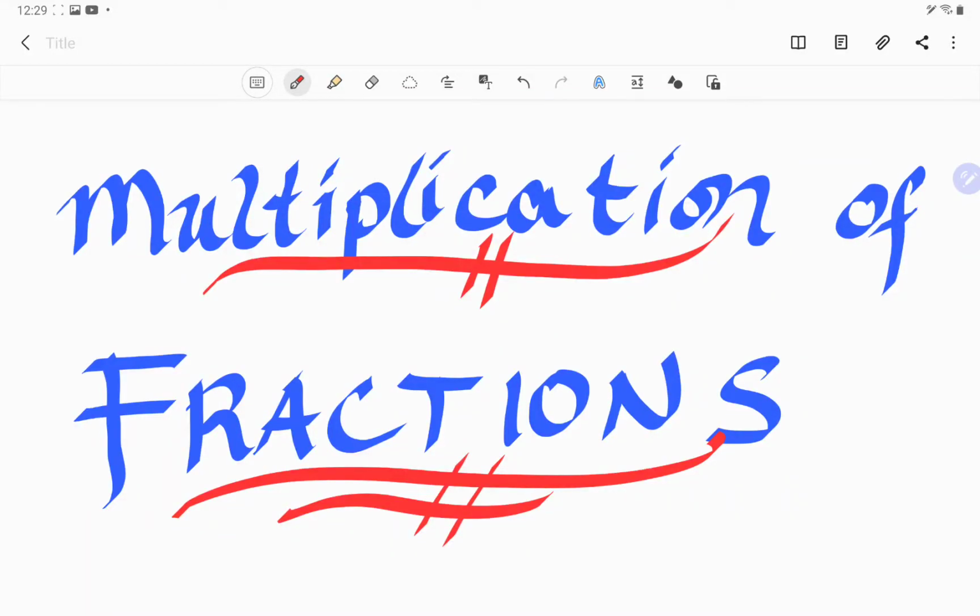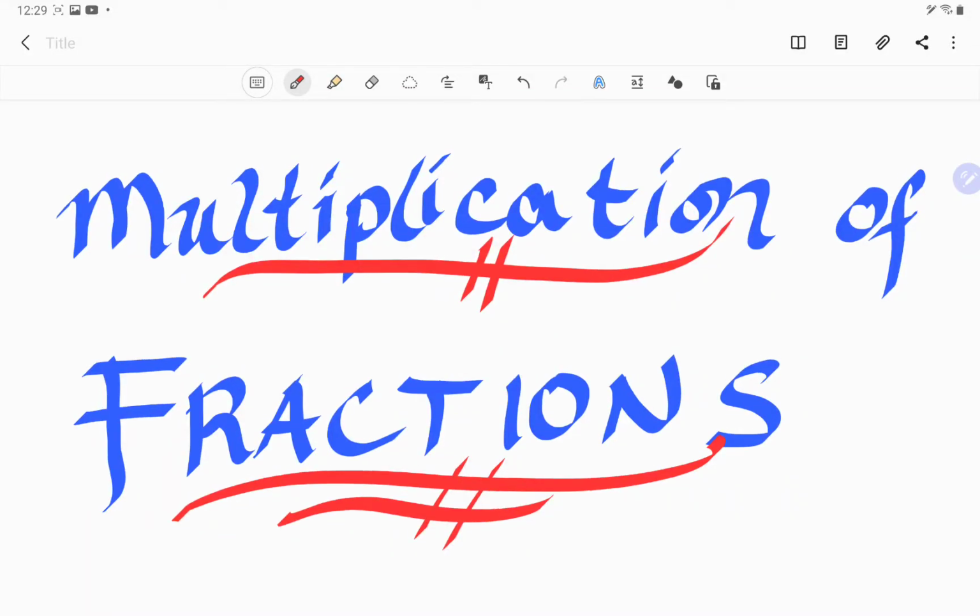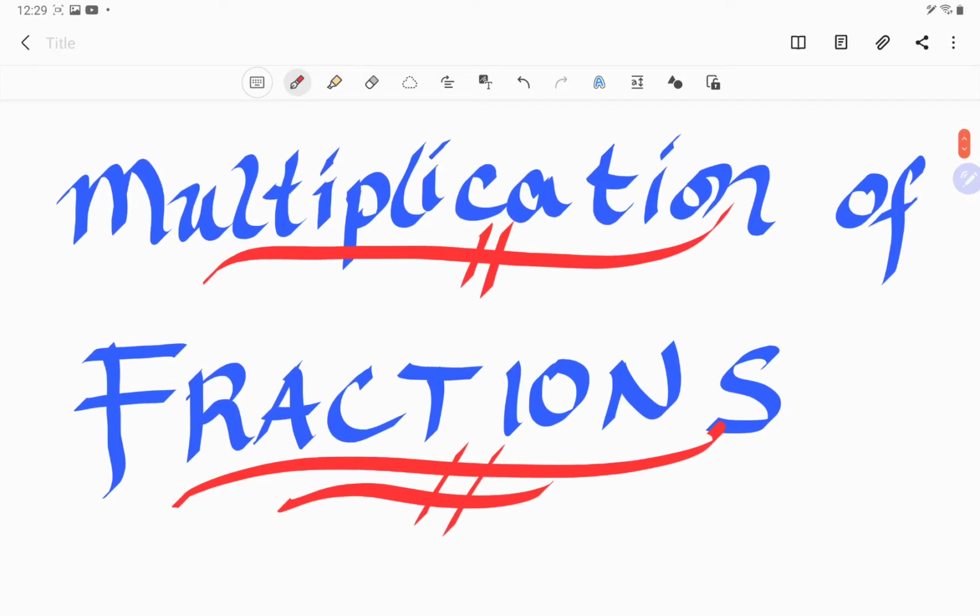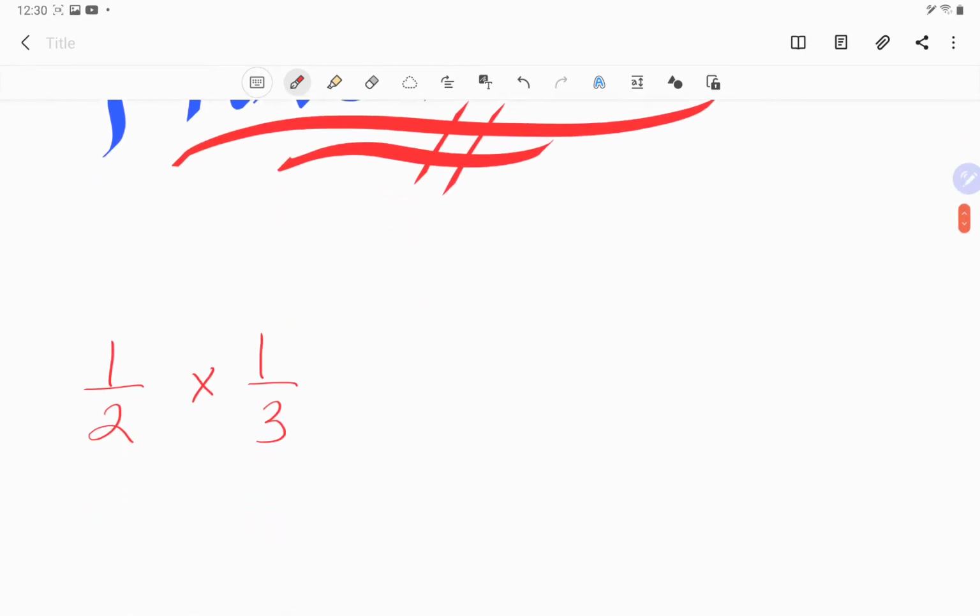Multiplication of fractions. Okay, kapag nagma-multiply tayo ng fractions, hindi na natin kailangan i-follow yung rule ng dissimilar fractions and similar fractions. Whether they are similar fractions or dissimilar fractions, the same rule will apply to both of them. Okay? Ngayon, for example, tingnan natin tong example, no?